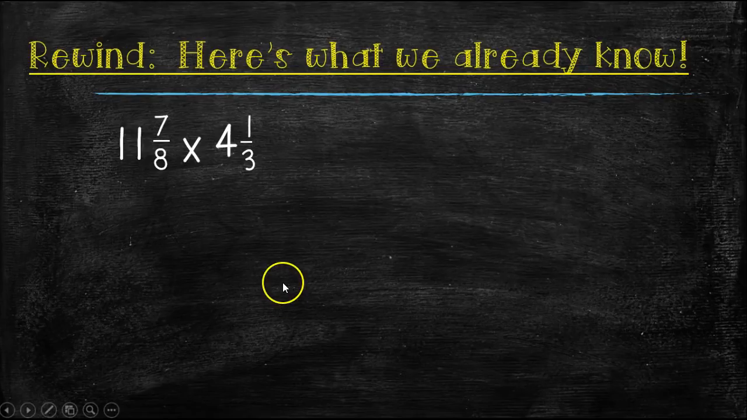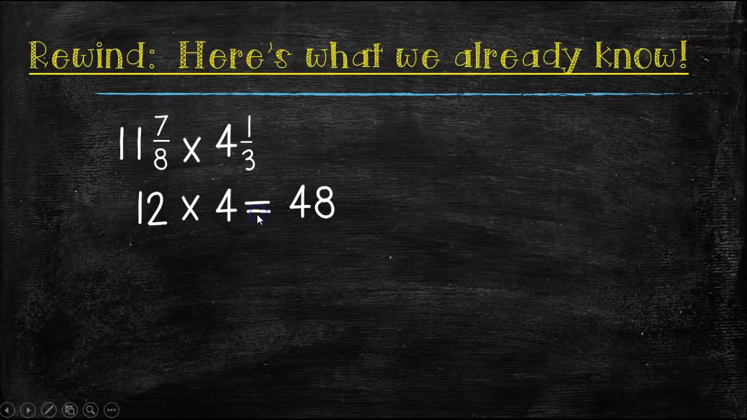So here's what we already know. If you were going to multiply mixed numbers, we know that you are going to round it to a whole number. So in this case, we would round 11 and 7/8 to 12 because 1/2 of 8 is 4, 7 is greater than 4, so we're going to round this up. Times 4 because 1/2 of 3 is 1 1/2, 1 is less than that, we would make it 4. 12 times 4 is 48.